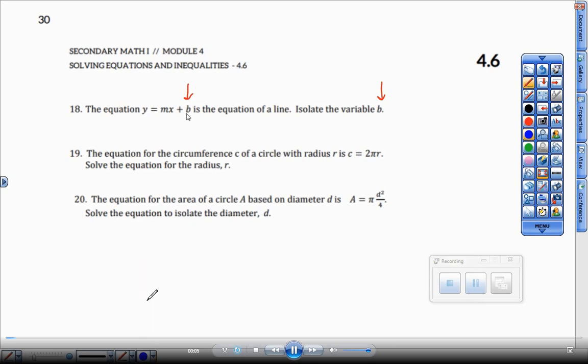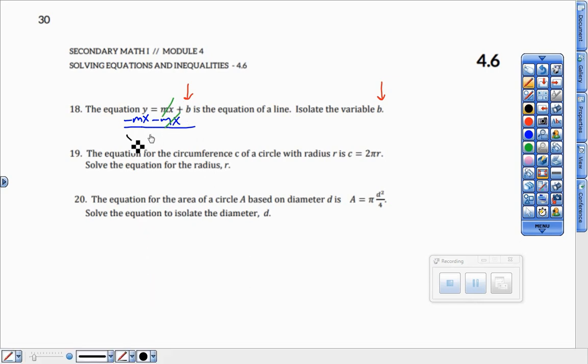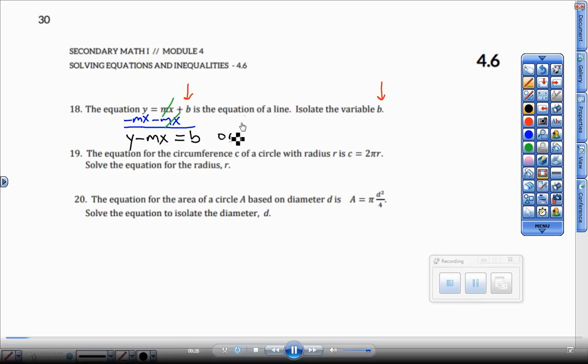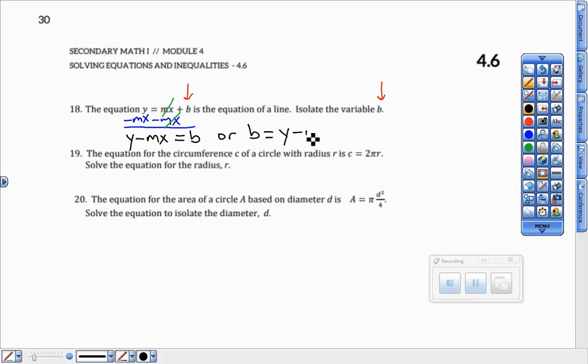I'm rearranging this one for B, which you could see is an easy one. I'm just subtracting in one whole step this mx piece. So when that mx piece gets subtracted, that gives me y minus mx equals that b. So that is b all by itself. That's isolated. That's good to go. So b equals y minus mx.